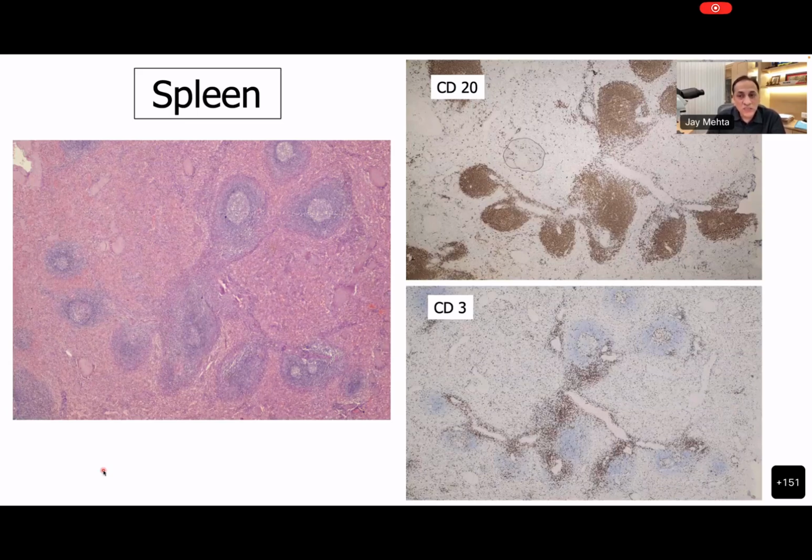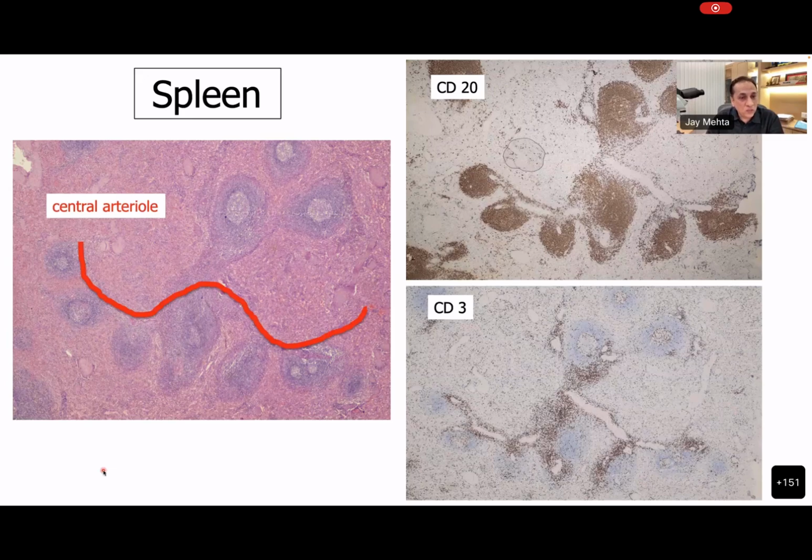Now these are images of a normal spleen. How does a normal spleen look? So on the left is the H&E image. Typically, the ratio of red pulp to white pulp is 4:1, which is what you are seeing here. Now, the red pulp is congested. It will be made up of sinuses, and the white pulp consists of these lymphoid aggregates.